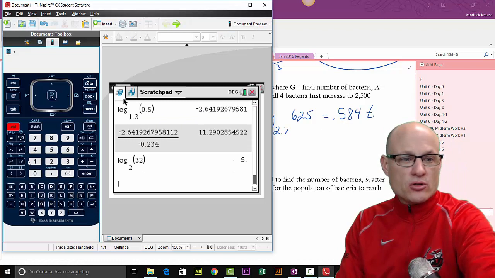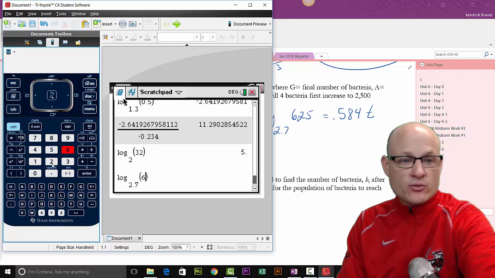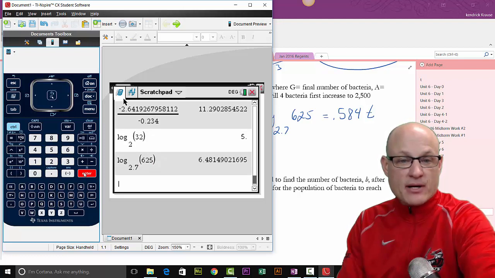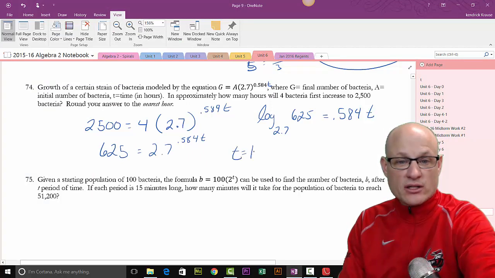So control log base 2.7 of 625 equals that. Divide by 0.584, and I get 11.09. So T equals 11.09 hours, I guess, to the nearest hour, so it'll be 11 hours.